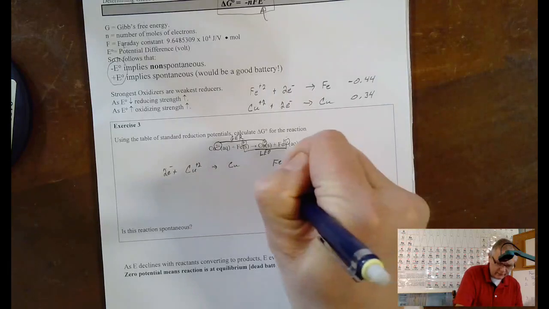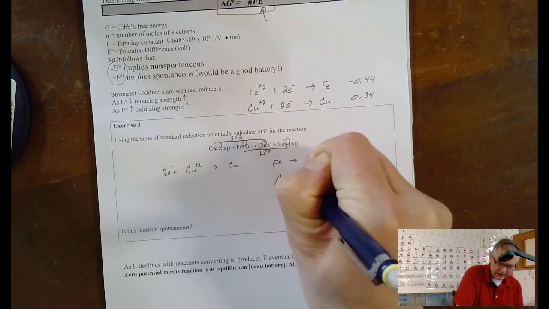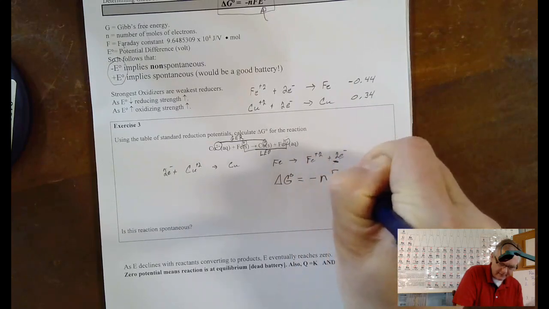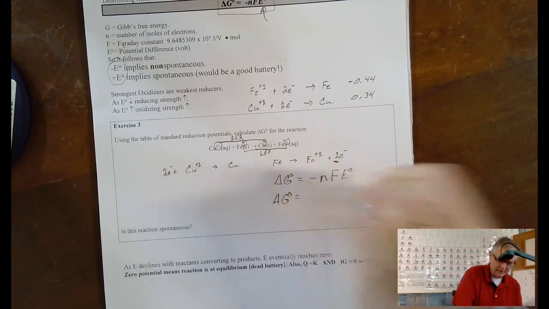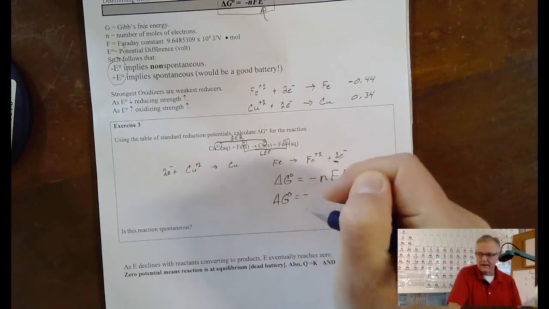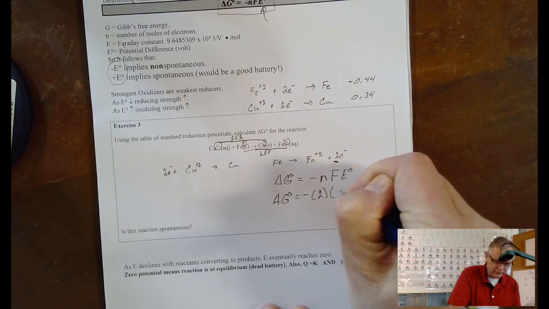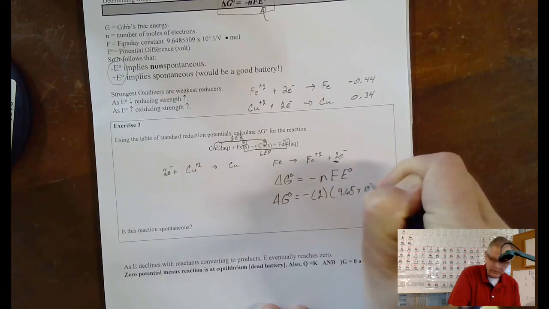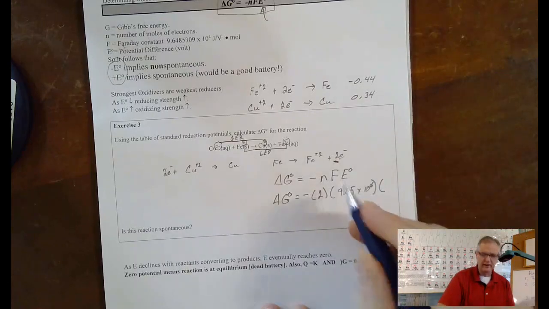So whenever I do delta G, it is going to be equal to negative n F E naught. I'm going to start plugging my numbers in. Delta G is negative, and that's going to be 2, because we just found that the number of moles is 2. And then 9.65. I usually always round off to 3 sig figs. And then I need to calculate my E naught.